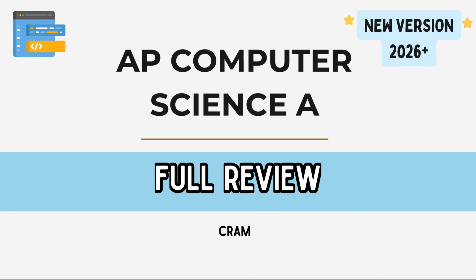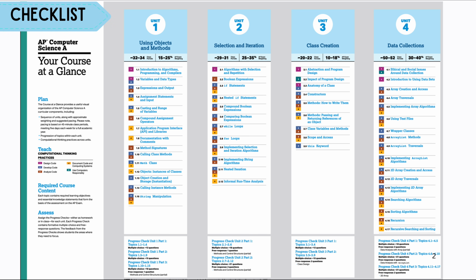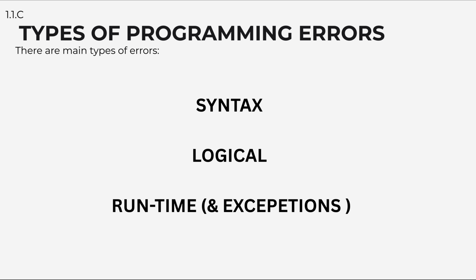Today we're going to be getting a full review of AP Computer Science A. We will be covering all these 4 units, and I have separate videos for each on my channel, and most of the content will be coming from those videos today. So starting with the types of programming errors.